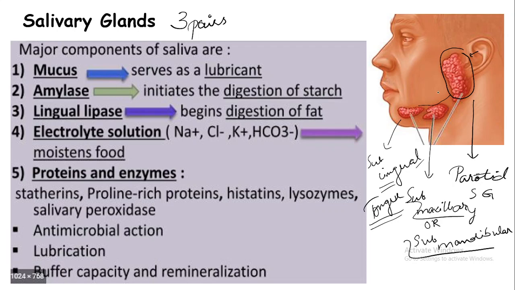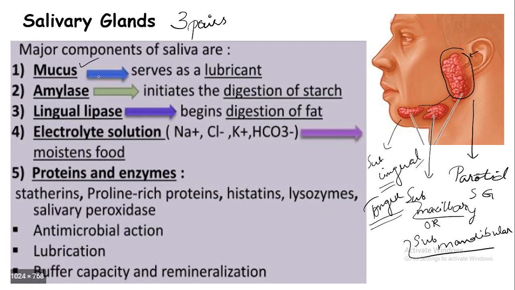All three almost produce similar composition. Okay, so what exactly do they contain? We will just have a look here. First and most important part is the mucus. See, throughout the alimentary canal, mucus plays a very, very important role. Alright, because it acts as a lubricant, one thing. Second, it helps in maintaining the pH.